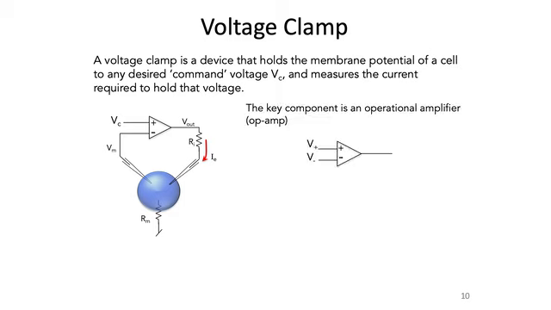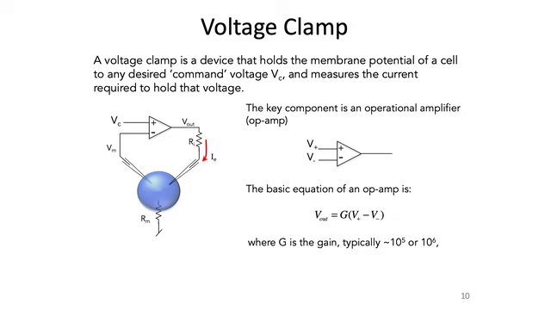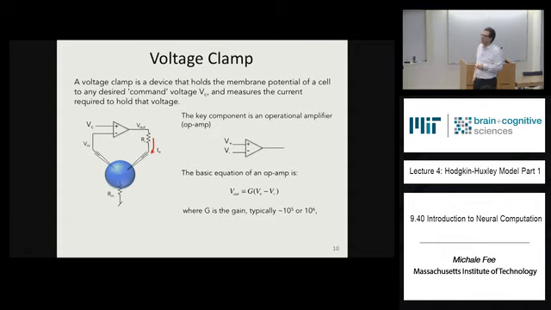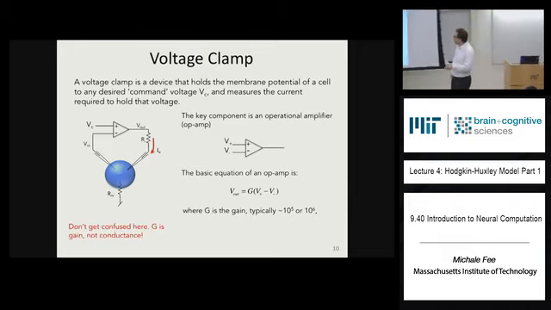Okay, so you use an operational amplifier. An op-amp has two inputs, a plus input and a minus input. The output is just a gain times the plus input minus the negative input, and the gain is really big. It's about 1 million. So if this input is a little bit above that input, this output is big and positive. If this input is less than that input, the output is big and negative. Any questions? Okay, so don't get confused here.